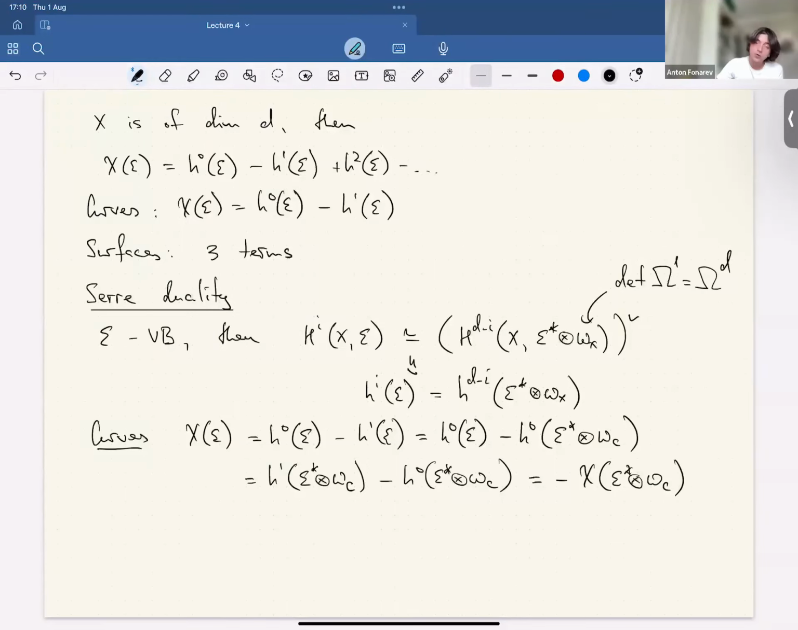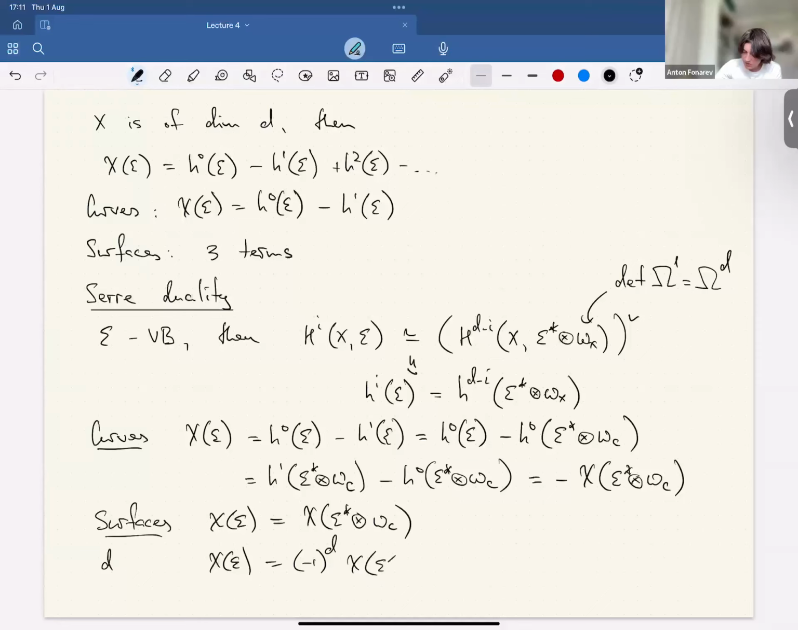So in general, what you always get on any variety, so surfaces, you get chi of E is actually equal. You just look at the alternating signs. It equals chi of E dual tensor omega c. And for any d, you get chi of E equals -1 to the power d chi of E star tensor omega c. So let's return to our original problem.